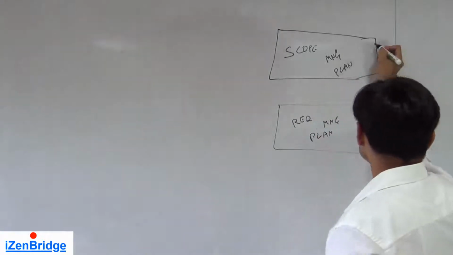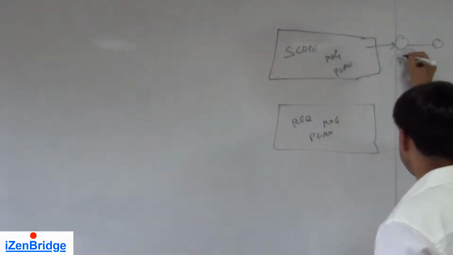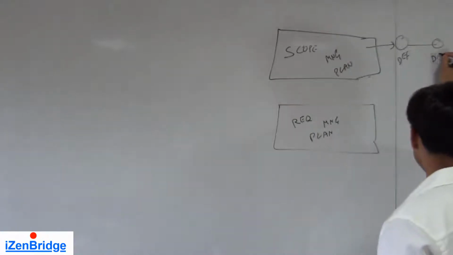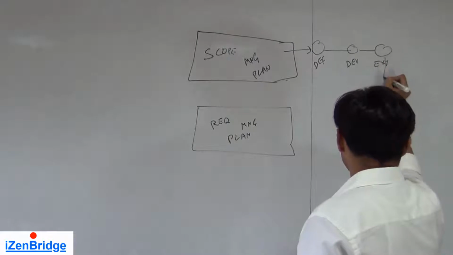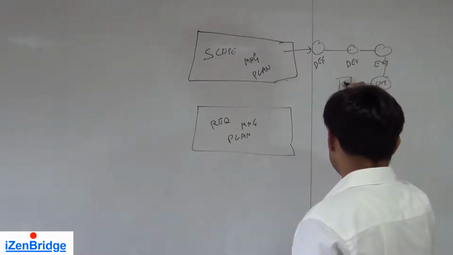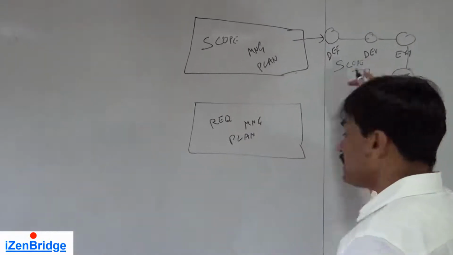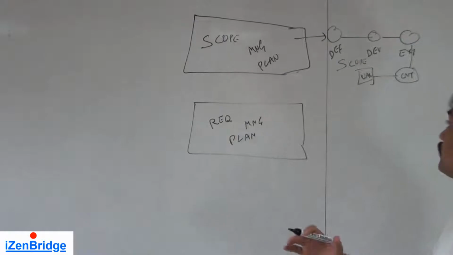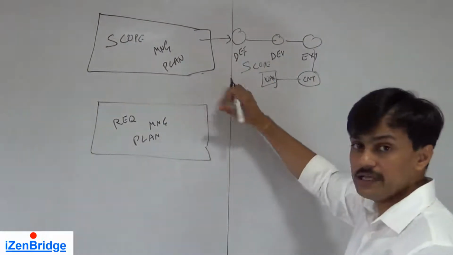Now the scope management plan talks about how are we going to define, develop, execute, control, validate scope. So the complete life cycle of the scope, how are we going to manage the life cycle of the scope, is defined in scope management plan.